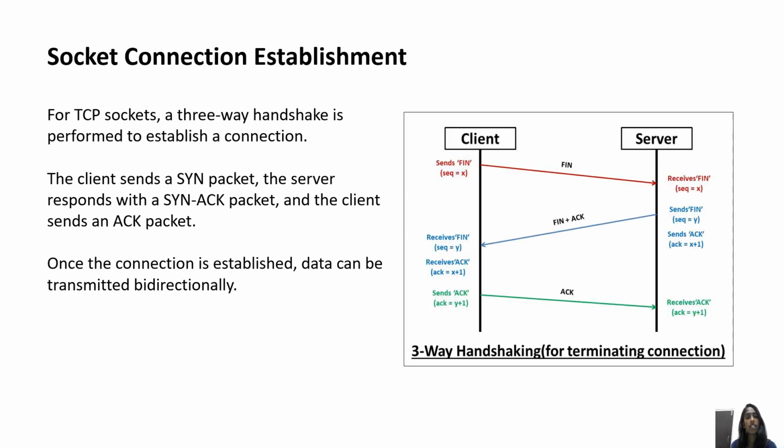Let us see the socket connection establishment. For TCP sockets, a three-way handshake is performed to establish a connection. The client sends a SYN packet, the server responds with a SYN-ACK packet, and the client sends an ACK packet. Once the connection is established, data can be transmitted bidirectionally. To close, the client sends a FIN message to the server, the server sends a FIN plus ACK to the client, and then the client sends the ACK to the server.